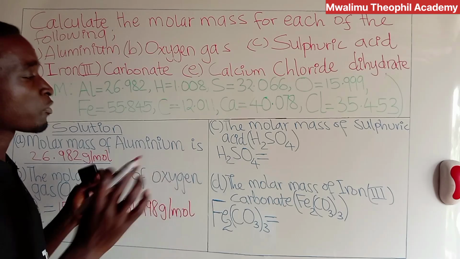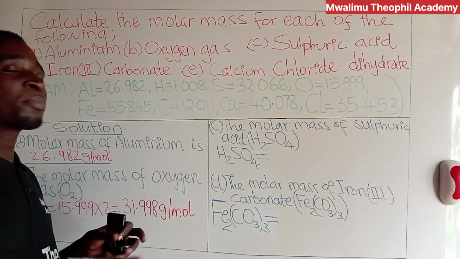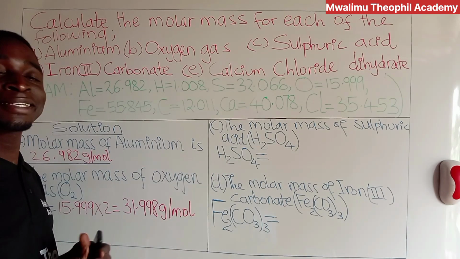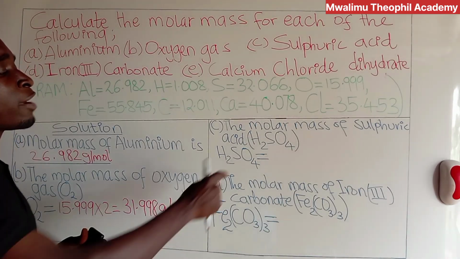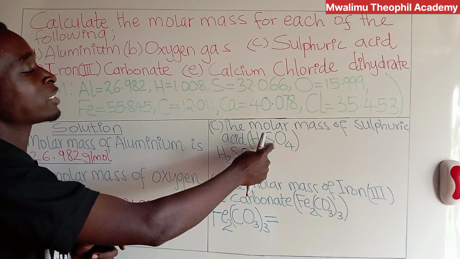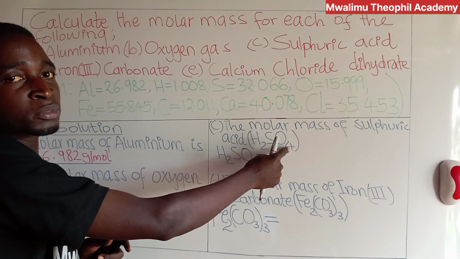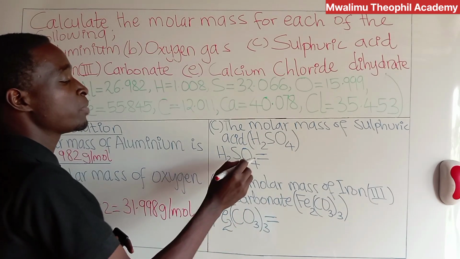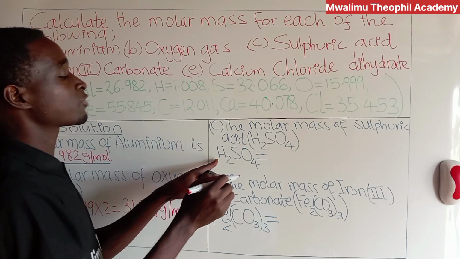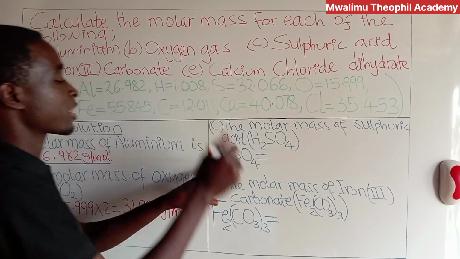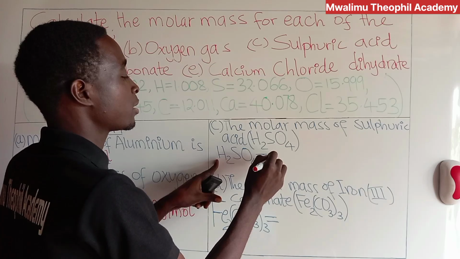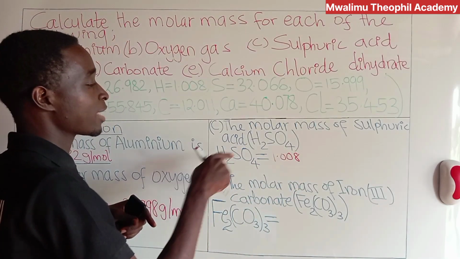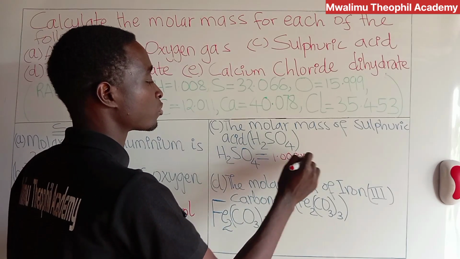In C, we are required to find the molar mass of sulfuric acid. To get the molar mass of sulfuric acid, you have to sum up the atomic mass of all individual atoms present in sulfuric acid. So we have 2 hydrogen atoms, 1 sulfur, and 4 oxygen atoms. Now let us find out the mass of each and add them. So it will be equal to hydrogen. The relative atomic mass of hydrogen, we are given that it is 1.008. How many are they? They are 2. So it is times 2.